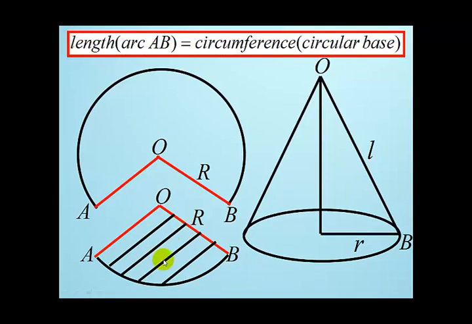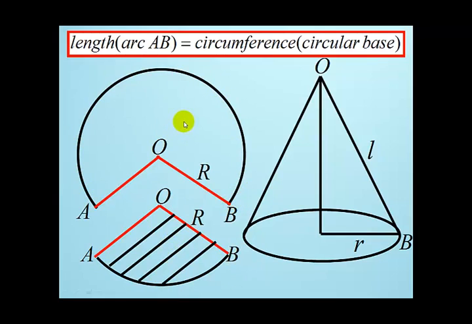Considering the minor sector, AB is an arc, and that arc is a minor arc because this is the minor sector. The same AB from the major sector is an arc, but that is the length of an arc of the major sector. So AB here is a minor arc, and AB from here is the major arc, because we have the minor sector and the major sector.